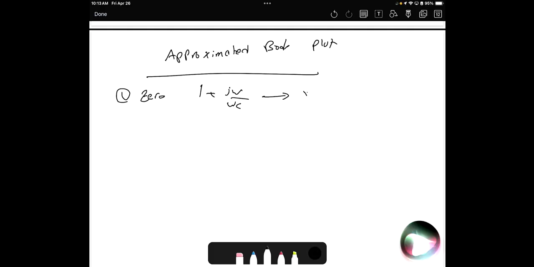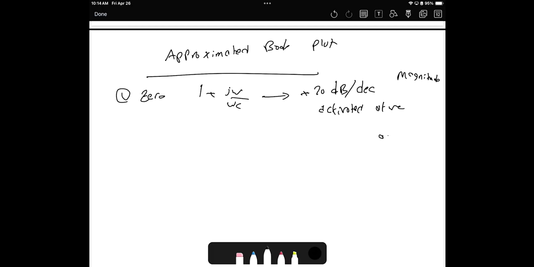The 0 will make a slope of 20 dB per decade. And that slope is activated at omega c, which means before omega c it will be 0, and at omega c it will be activated. That was in the magnitude.